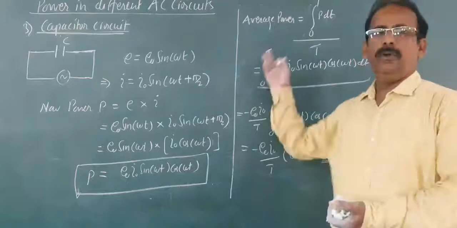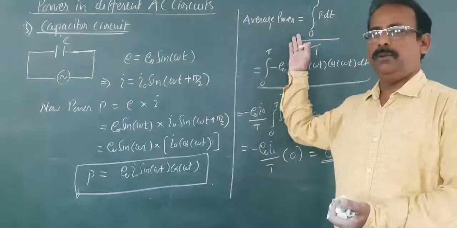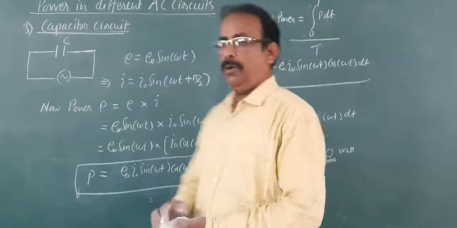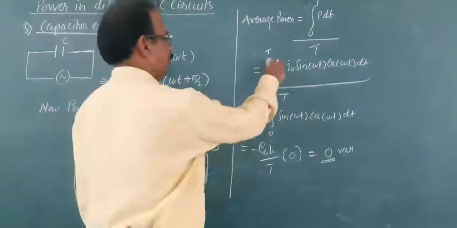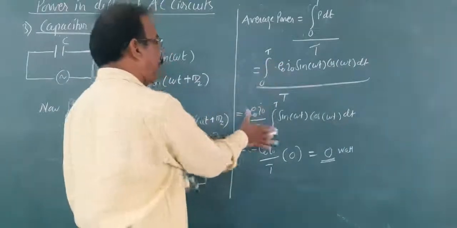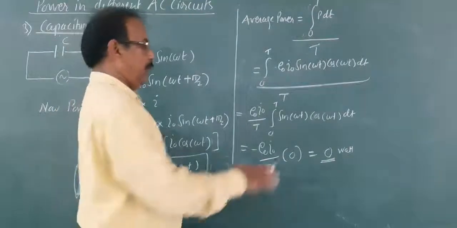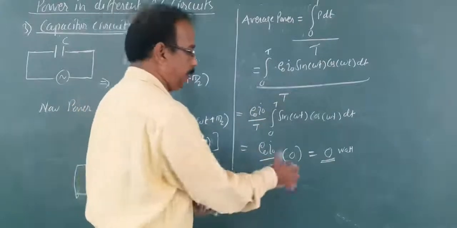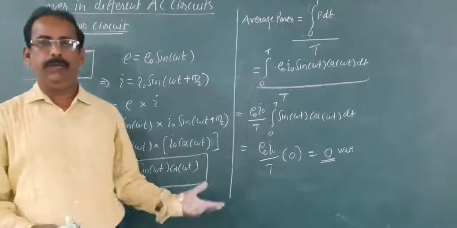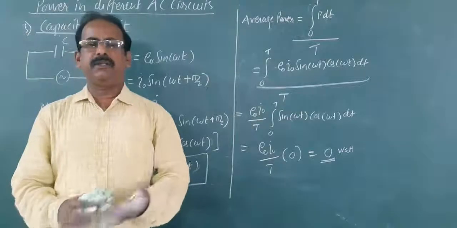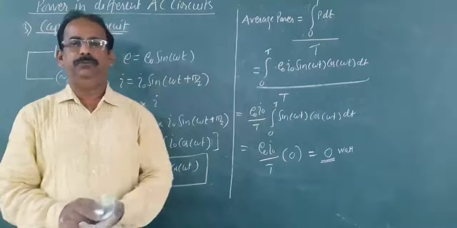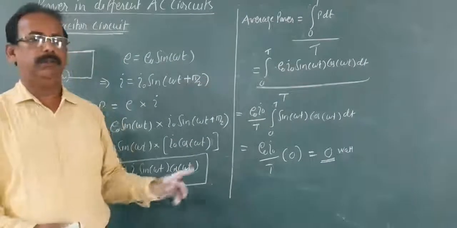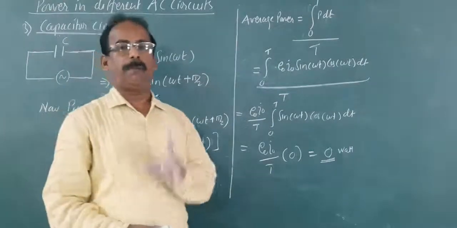Now find out average power, which is integration 0 to T of P dt upon capital T. Putting the value of this P, take E0 I0 out of the integration. Again, the value of this integration is 0. You'll get the same value here, that is 0 watt. In the capacitor circuit also, no power is consumed. The current that we get is a wattless current. This is the power in the capacitor circuit.